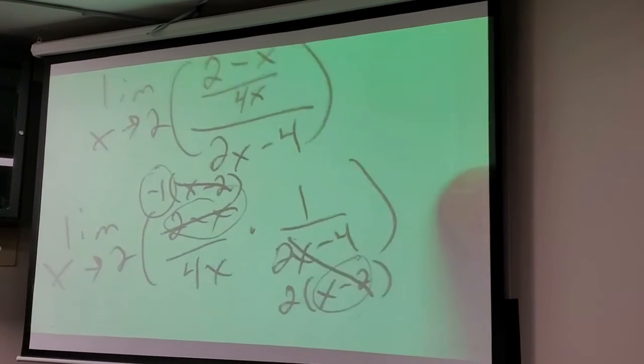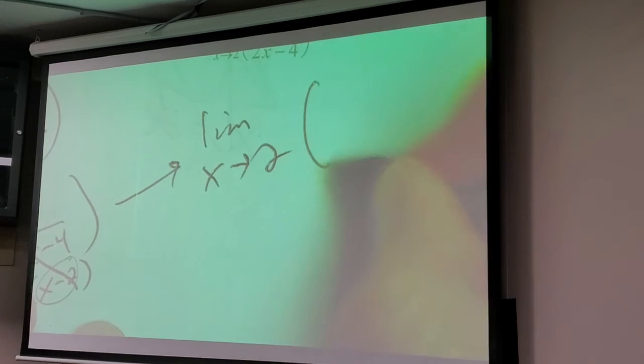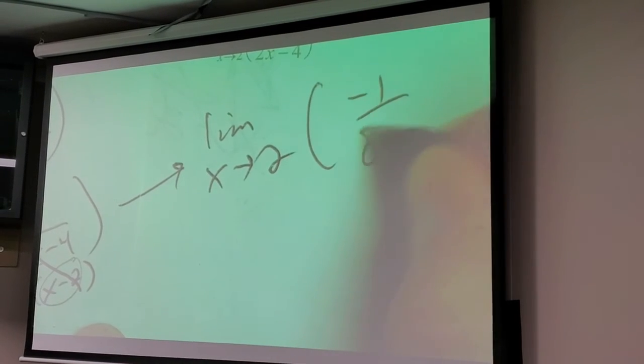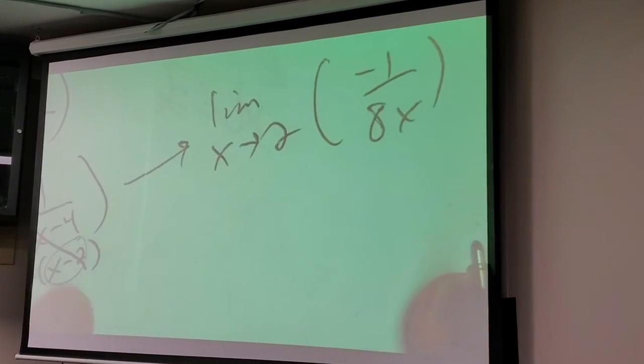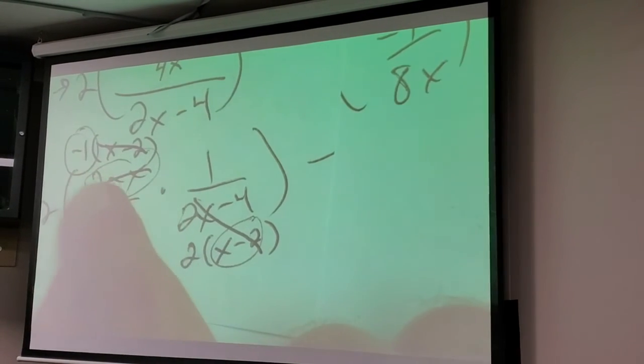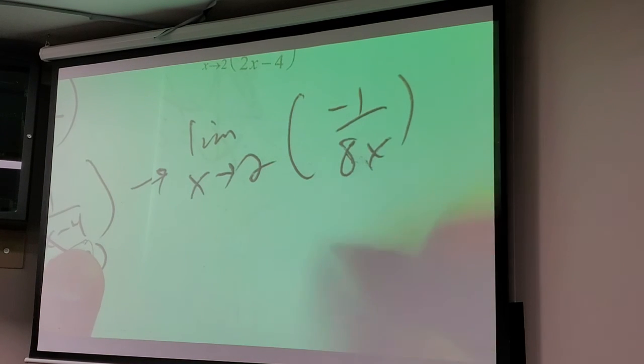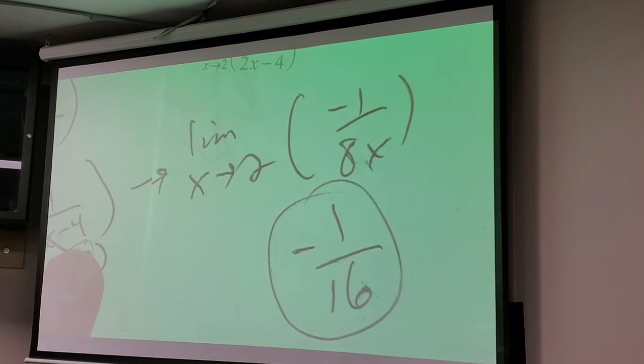Okay. So let me continue here. Then I get the limit as x goes to 2 of negative 1 over 8x. Leave no man behind, right? 4x times 2, 8x. Negative 1 times 1, negative 1. And of course that is just negative 1 over 16.